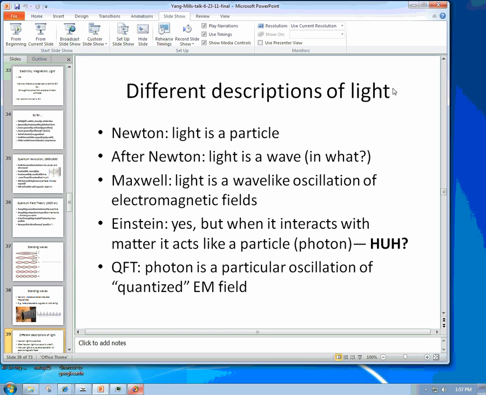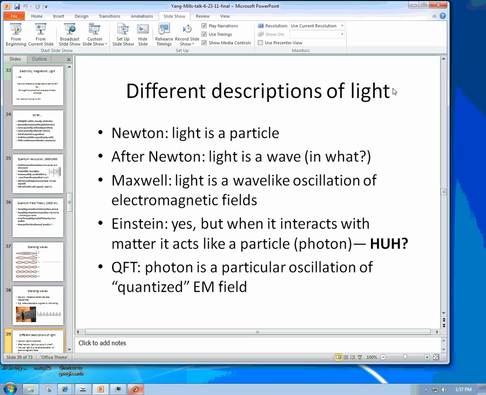But here's some different descriptions of light. Newton said light is a particle. He had very good reasons for believing that. But after Newton, everybody else was convinced that light was a wave. There were too many good reasons for believing it must be a wave. But a wave in what? What's the stuff that's oscillating?